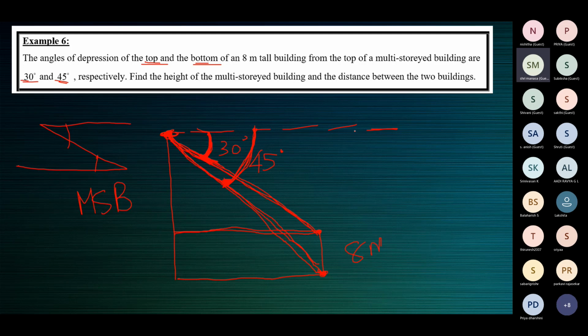So see here, parallel line, transversal, parallel line. Alternate angles are equal. So this one is 30 degrees. Again, parallel line, transversal, parallel line. Alternate angles are equal. So this one is 45 degrees.